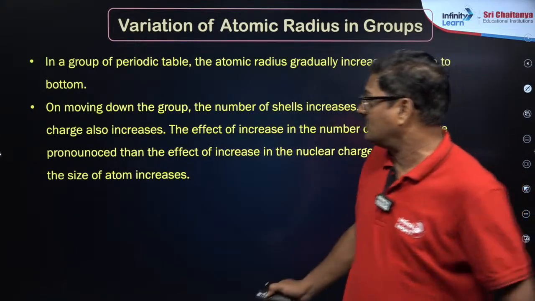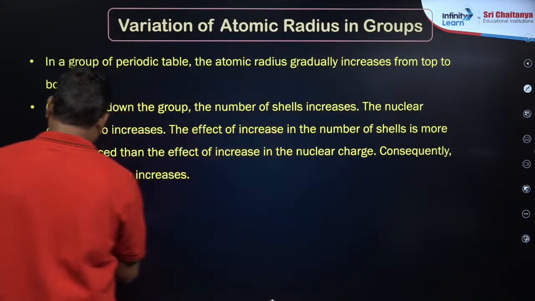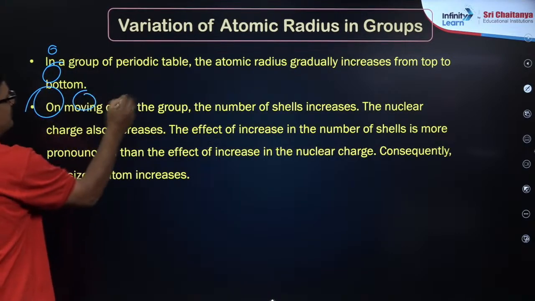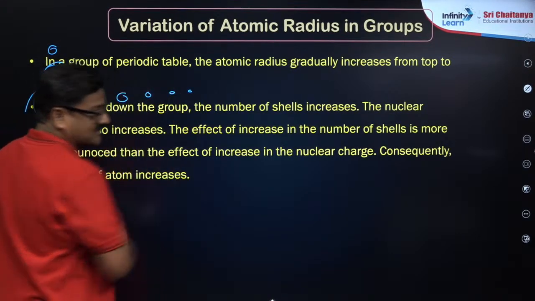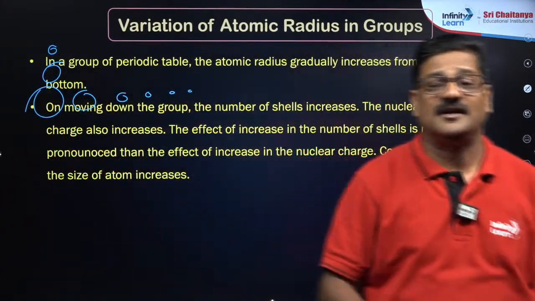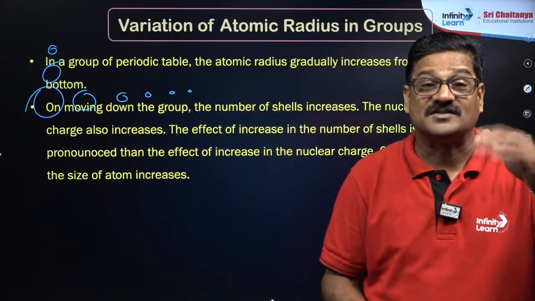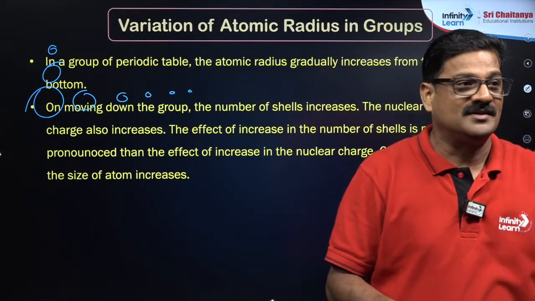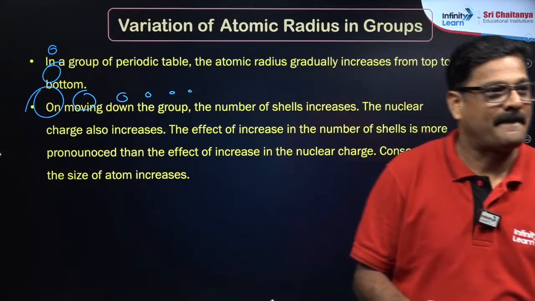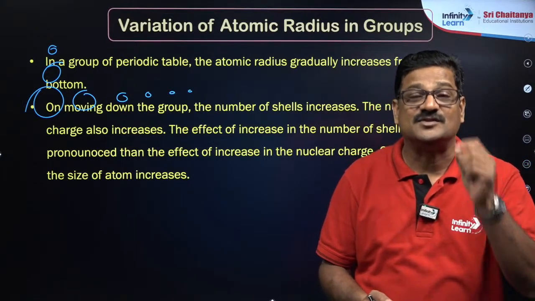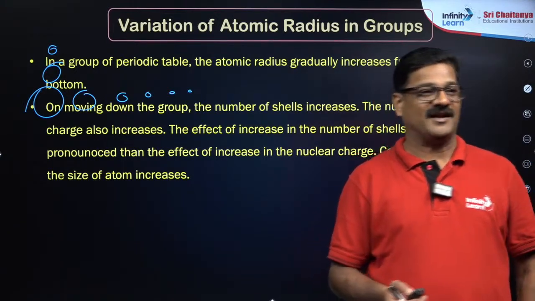Down the group, atomic size increased, right? Like this. And across the period, atomic size decreased. Atomic size किस चीज के ऊपर ये increase कर रहा है? हाँ, as the shell number increases. And why it is decreased? Yes. Why it is decreased? It is decreased due to nuclear charge बढ़ रहा है.